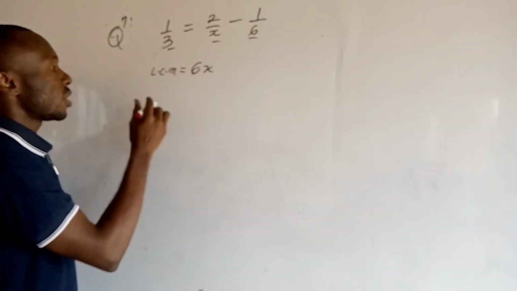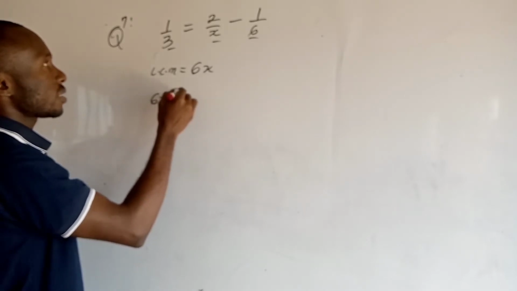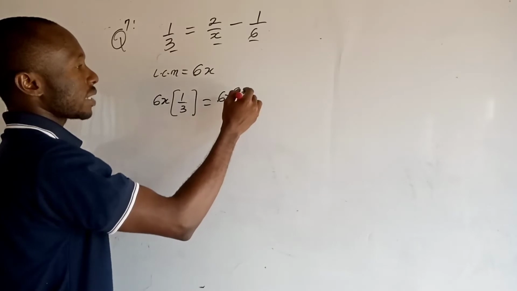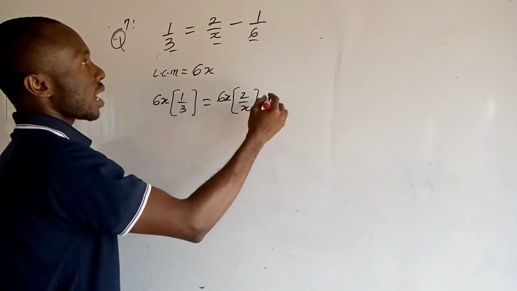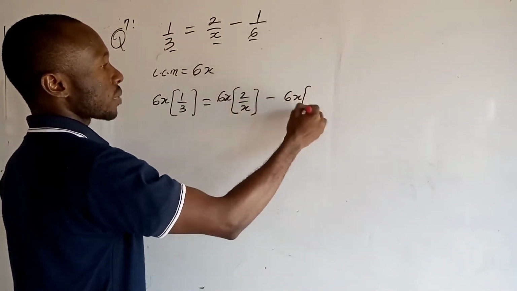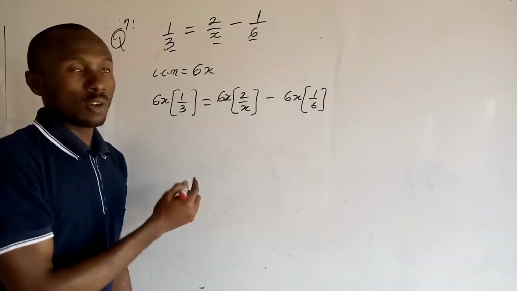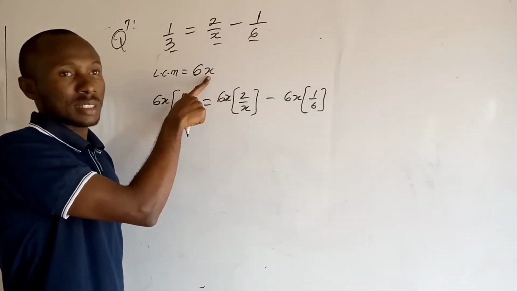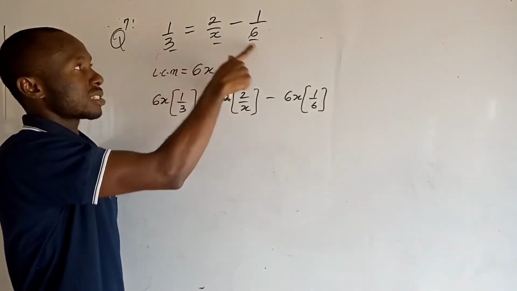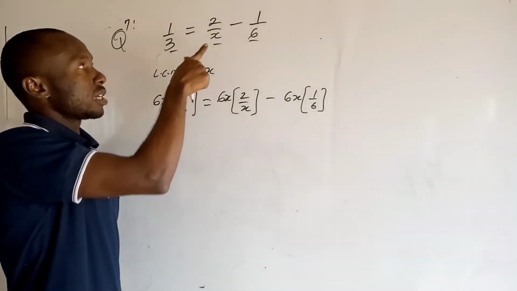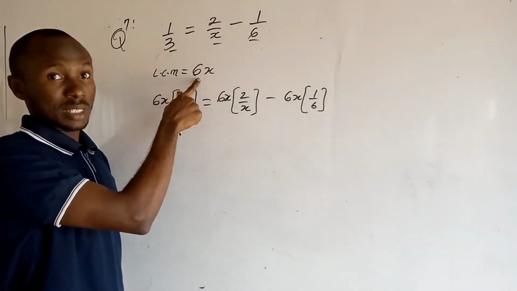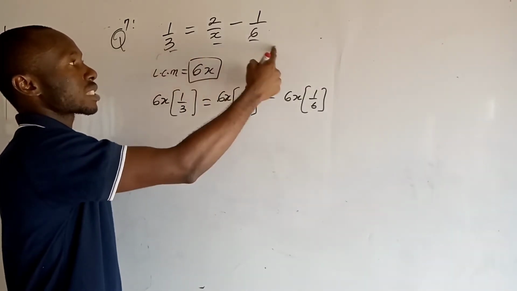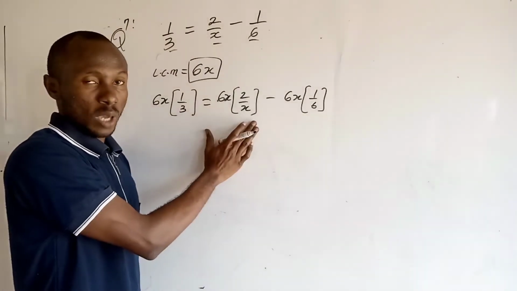So that will become 6x multiplies 1 over 3 equal to 6x multiply 2 upon x and 6x multiply 1 upon 6. Take note, we have x in the denominator. That is why the LCM is 6x. If we only had 3 and 6, the LCM will be 6. Then together with this x, the LCM is 6x. So whenever you get the LCM, you want to multiply it to both sides of the equation, and that is what we have just done.